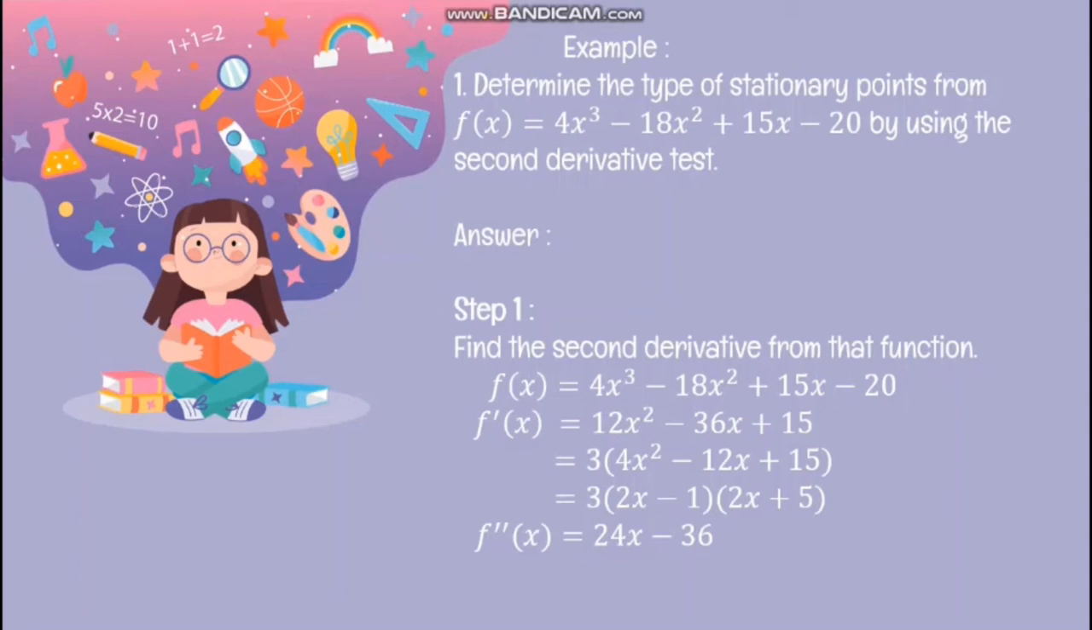First derivative f accent x equals 12x squared minus 36x plus 15. We can simplify to be 3 multiplying 4x squared minus 12x plus 5, and factor equals 3 multiplying 2x minus 1 and 2x minus 5. Second derivative f double accent x equals 24x minus 36.